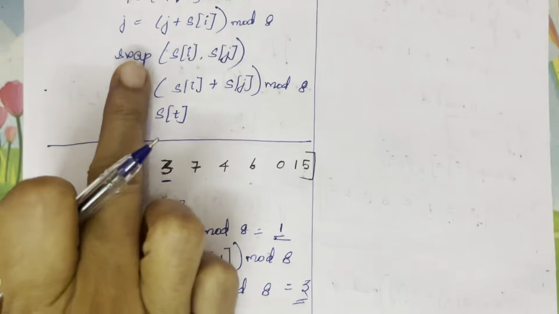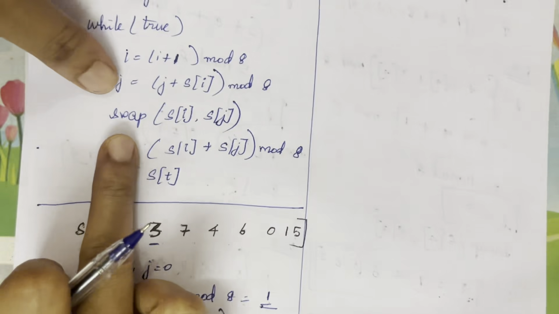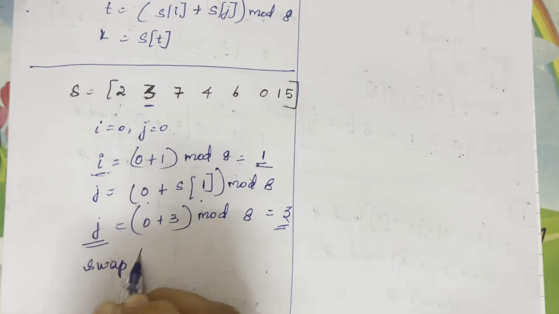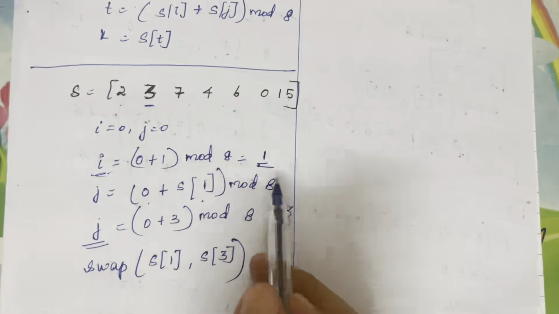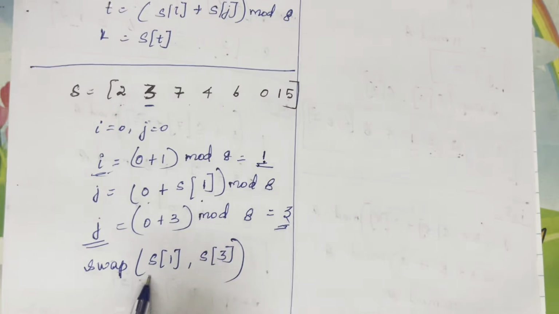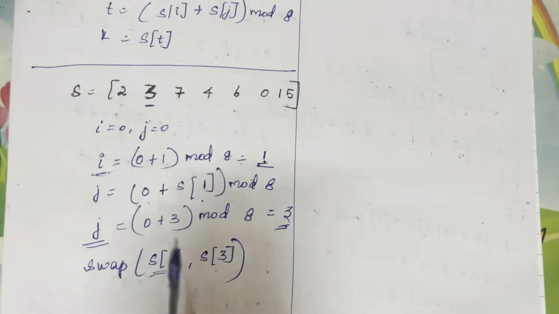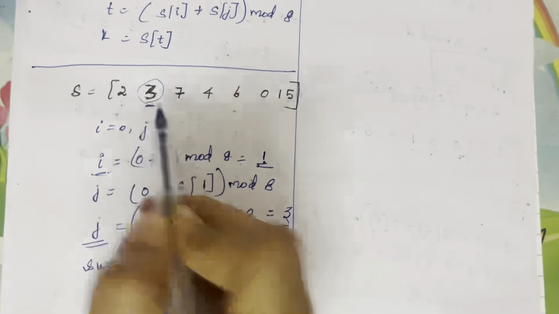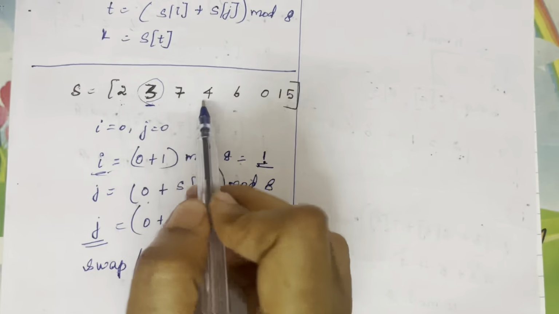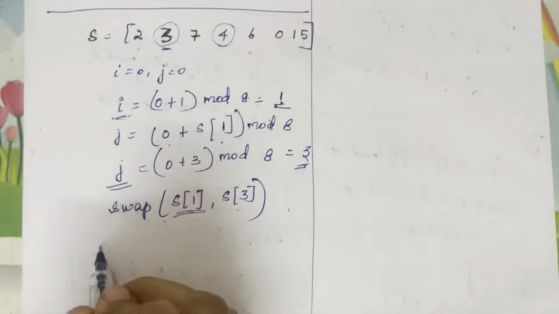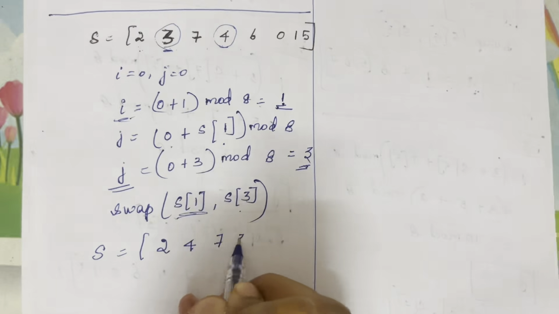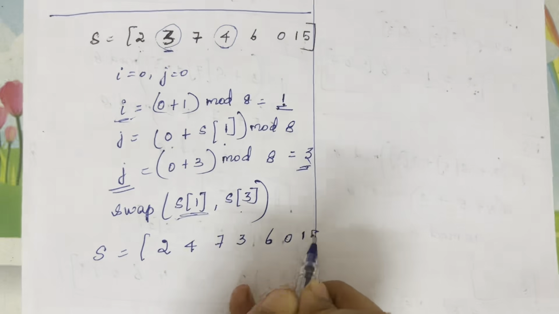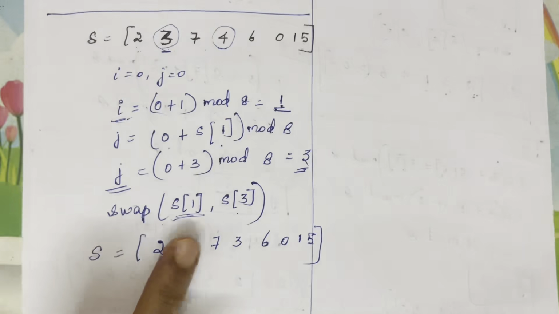We have finished these two steps. The next step is swap s of I comma s of j. I is 1 here and j is 3. So what will you get? You have to swap the value at index 1 and the value at index 3, that is, swap 3 and 4. The s vector will be 2 4 7 3 6 0 1 5. This is what you will get after swapping these two values.